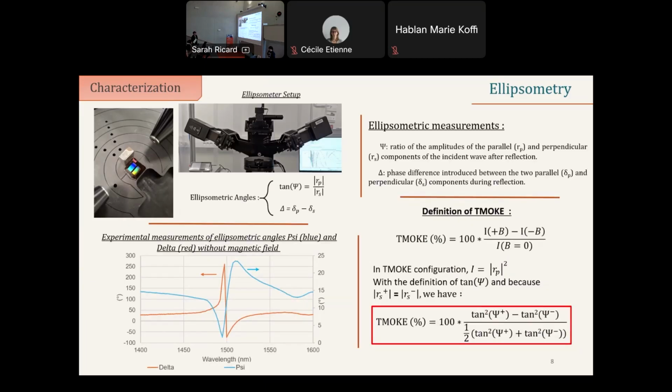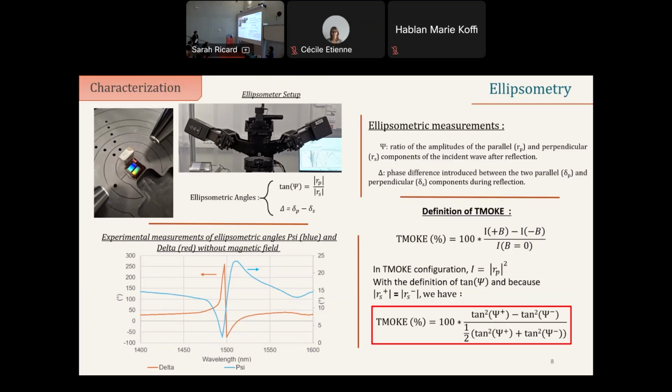Yeah, it's an interesting question. So both, we can use both for simulation later. But here, this is the classical way of defining TMOC. In the literature, we usually have this one. But in our case, for experimental, we don't have access to the intensity with B equals 0, because our sample is magnetized. We have a remnant field in our sample, so we don't have access to the intensity without B. So we have another way to define it.